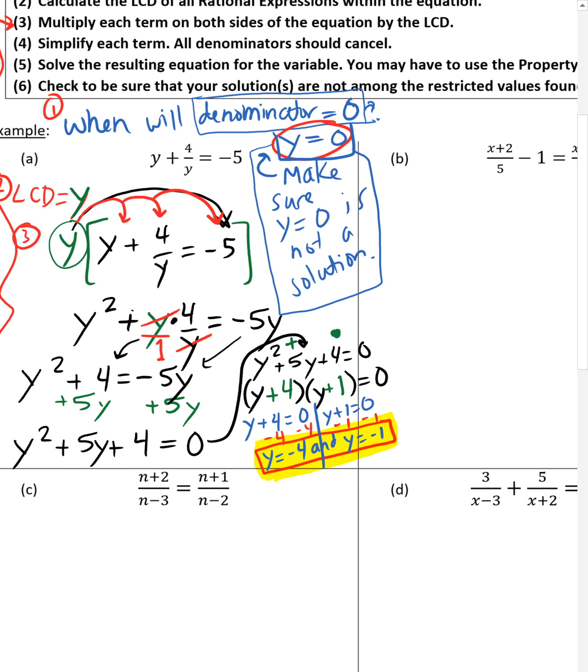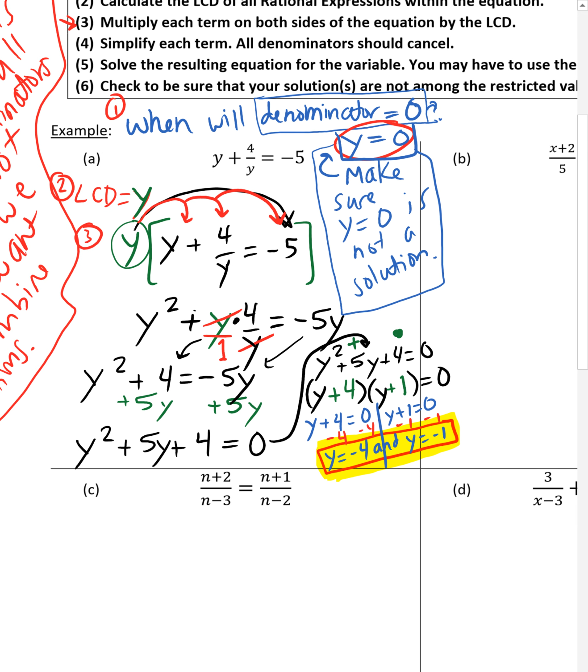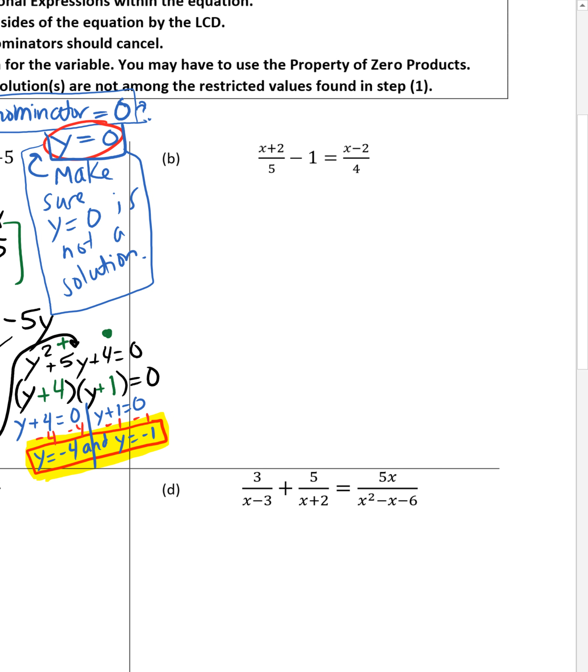Man, if you notice, these problems take a while, right? It's kind of a lot of steps. But the more you do it, the more you get the hang of it. It's a lot of steps. So let's try part B now.